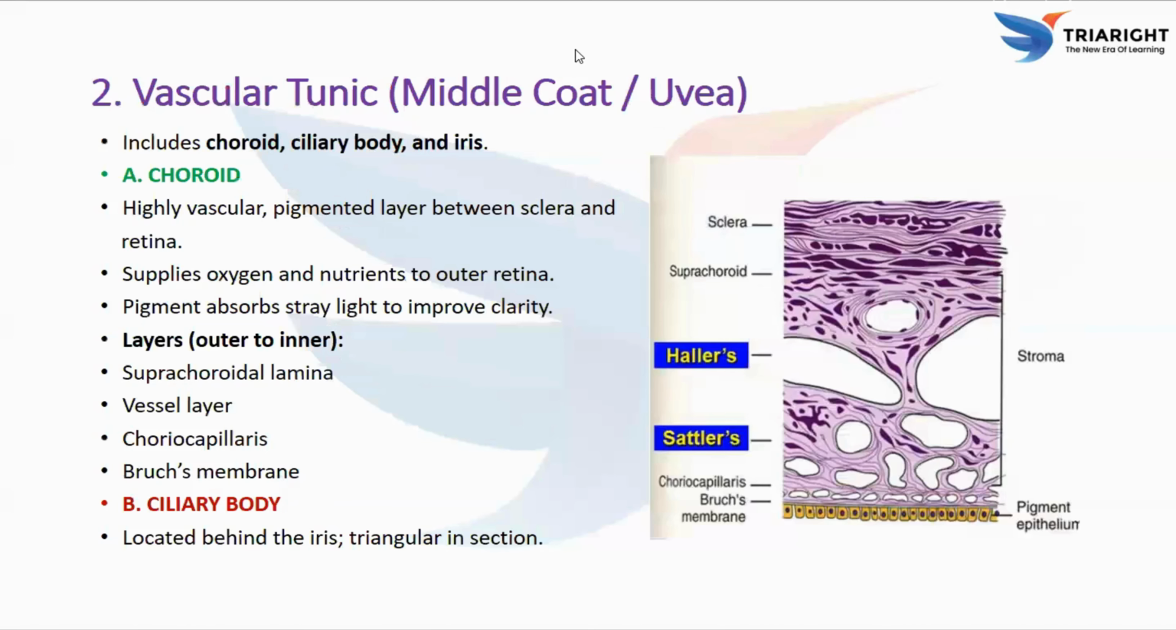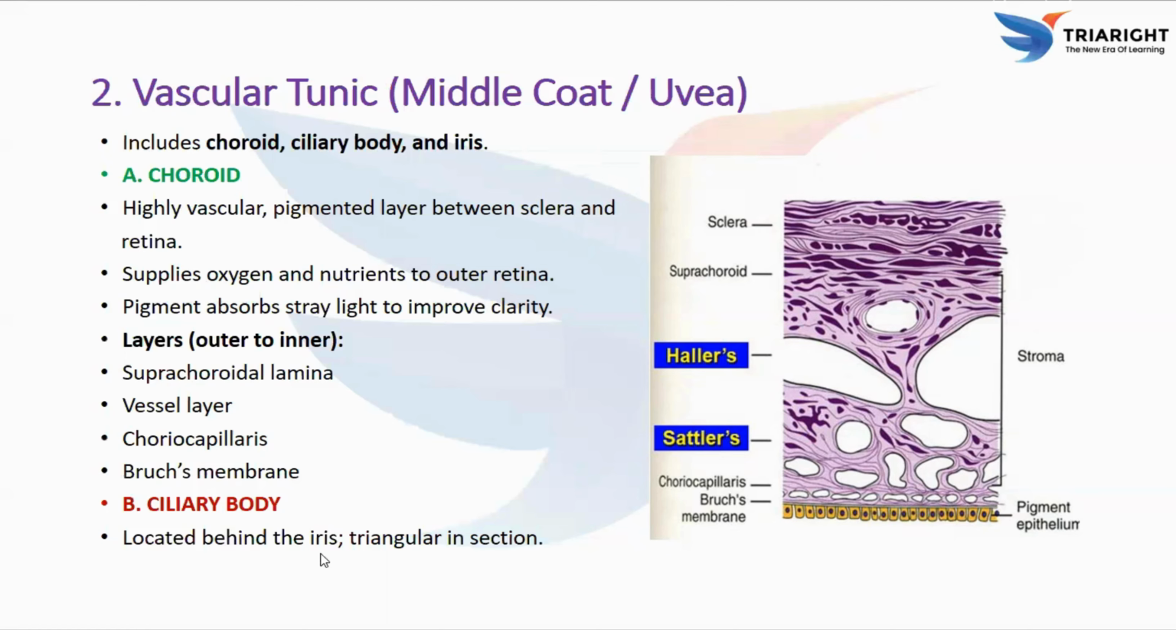So next, coming to vascular tunic, which is the middle coat, also called uvea. So uvea is a middle vascular layer of the eye. So this consists of 3 parts again: choroid, ciliary body, and iris. So this layer is highly vascular and it plays a major role in nutrition, light control, and also aqueous humor production. So coming to choroid layer.